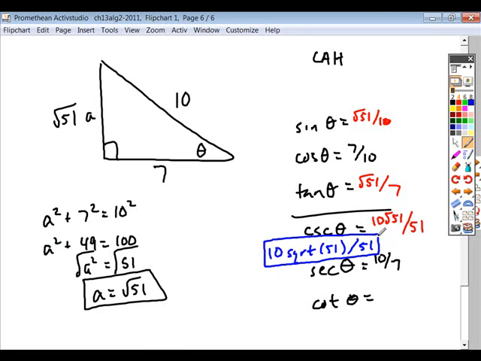Okay. For the cotangent, it's the same process. If you enter it online or you rationalize it by yourself, you get 7 root 51 over 51. All right, so make sure you leave your exact answers, meaning radicals, in your answers for those.